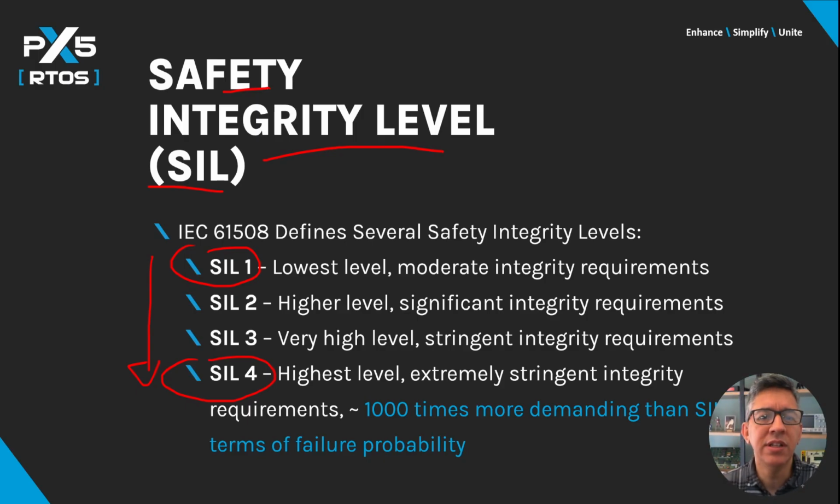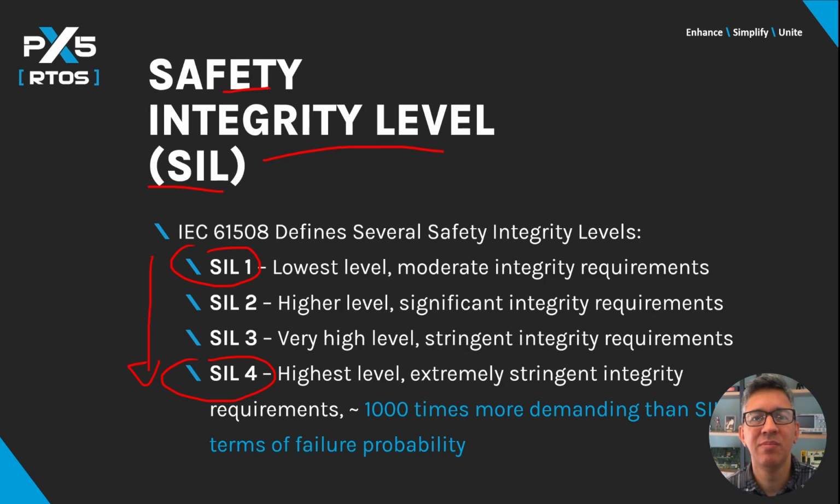Of course, the amount of rigor associated with SIL 4 certification is much greater than what's required for SIL 1. For example, SIL 4 certification requires 100% statement and branch decision coverage testing, while SIL 1 does not have this requirement.